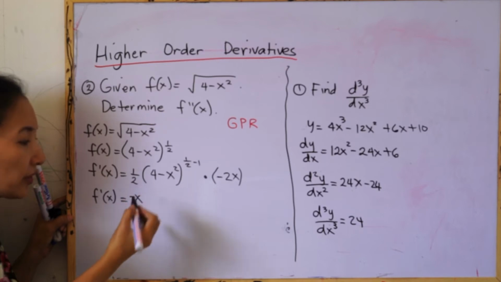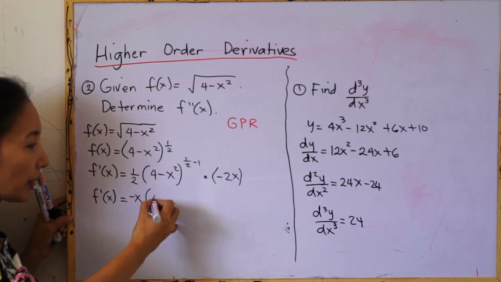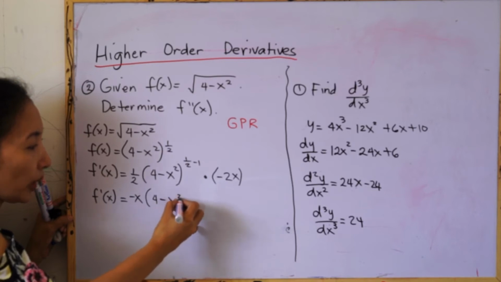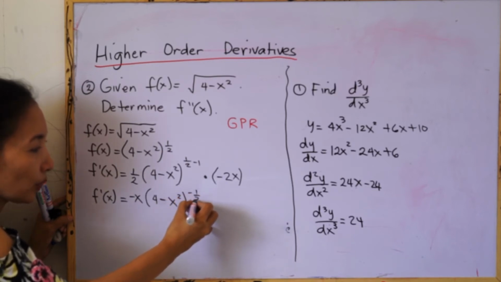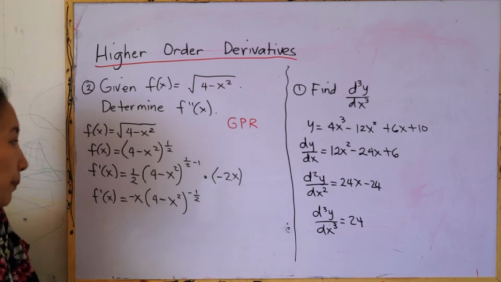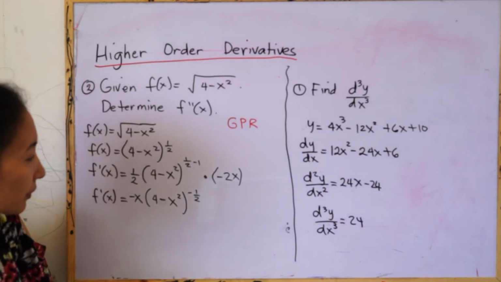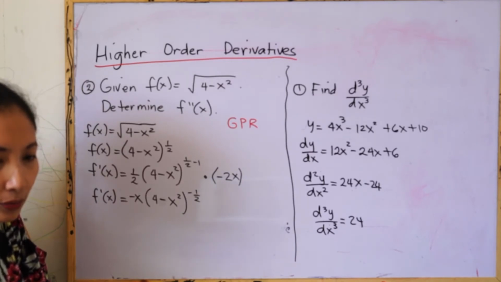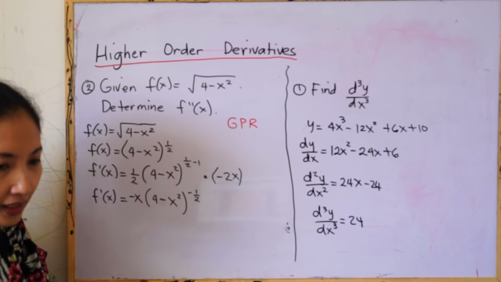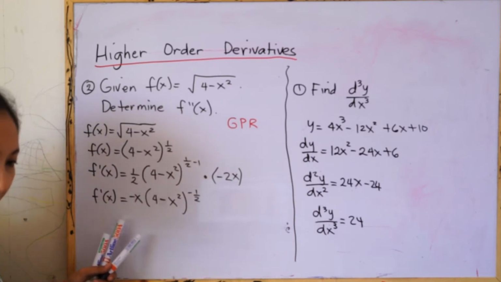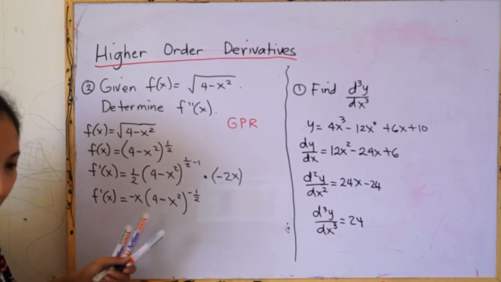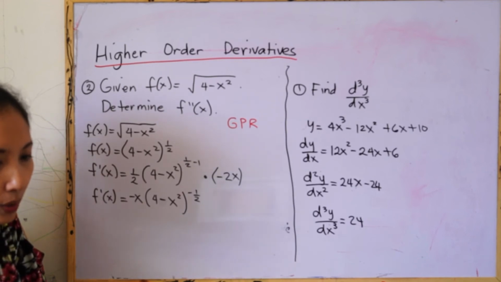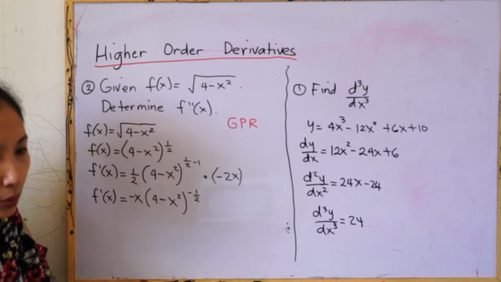Negative x times the quantity 4 minus x squared raised to negative 1/2. You can see that here. f prime of x is negative x times 4 minus x squared raised to negative 1/2. We proceed to the next because this asks for the second derivative, so we have to continue.